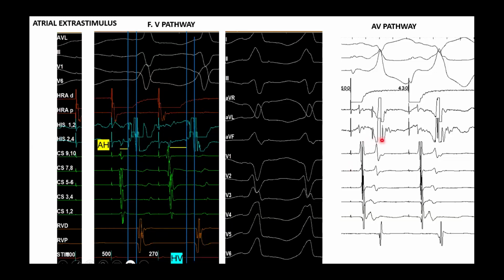Here, in the case of the normal AV pathway, you can see the H clearly there and V is there. It is short only. With the extra stimulus, you can clearly see the H is actually buried in the QRS complex.